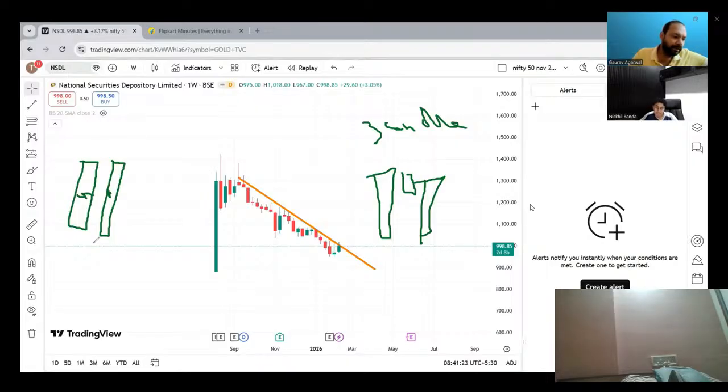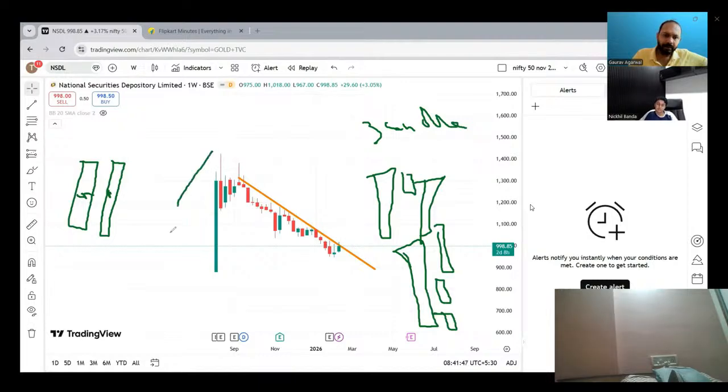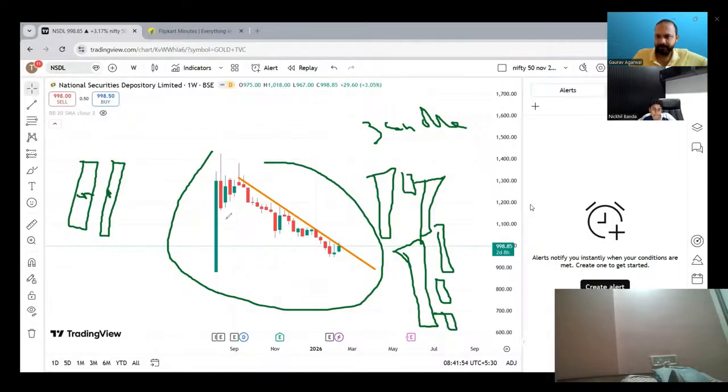And the third model is multiple candles. So maybe the first candle will be like this, and inside that there will be multiple candles like this, 1, 2, and 3. And the one which I explained to you is the inside bar pattern. So basically there are four models.